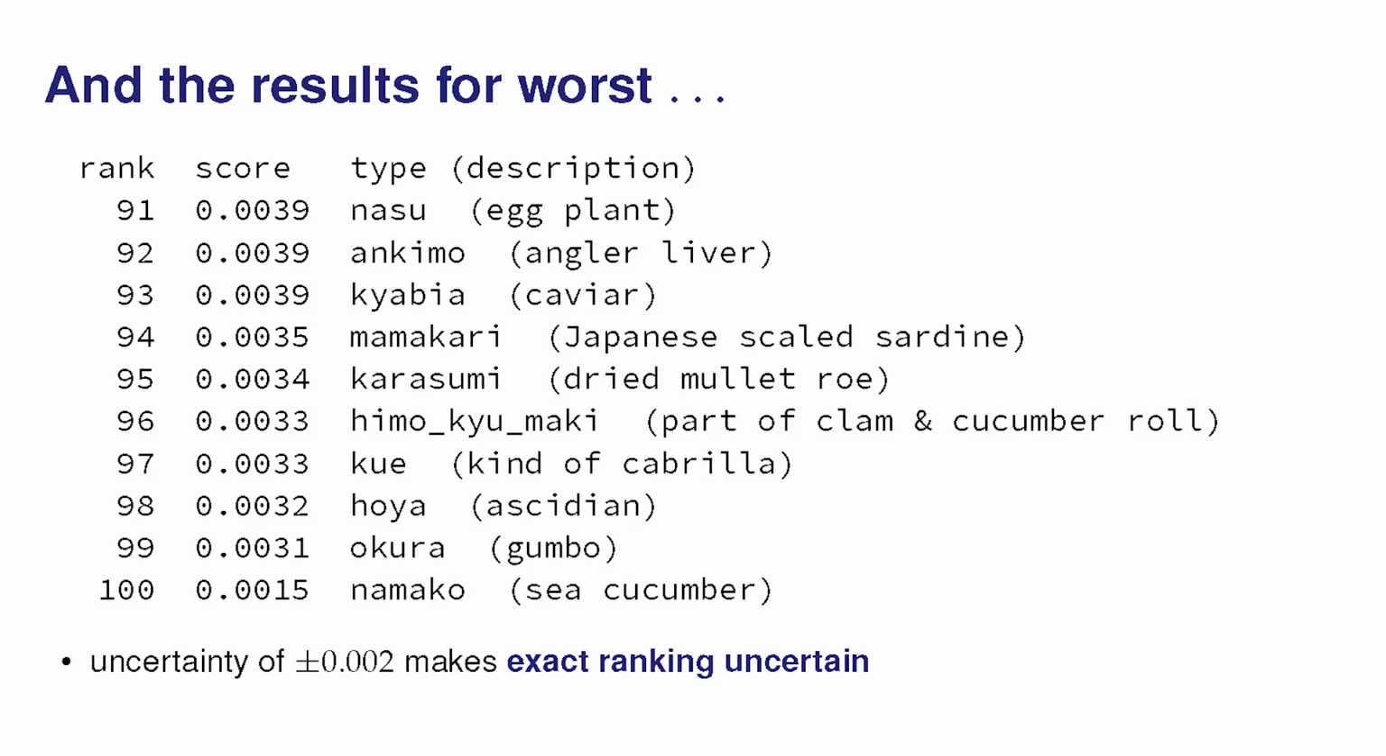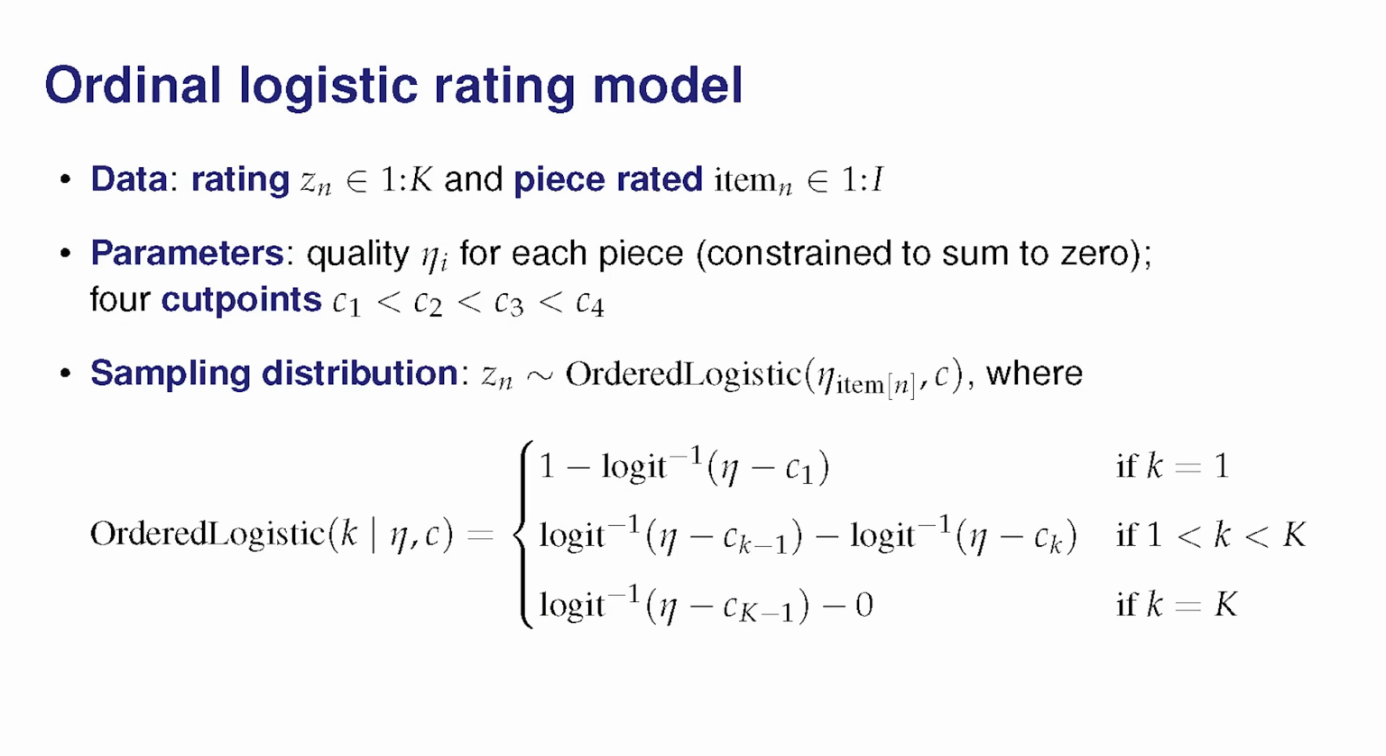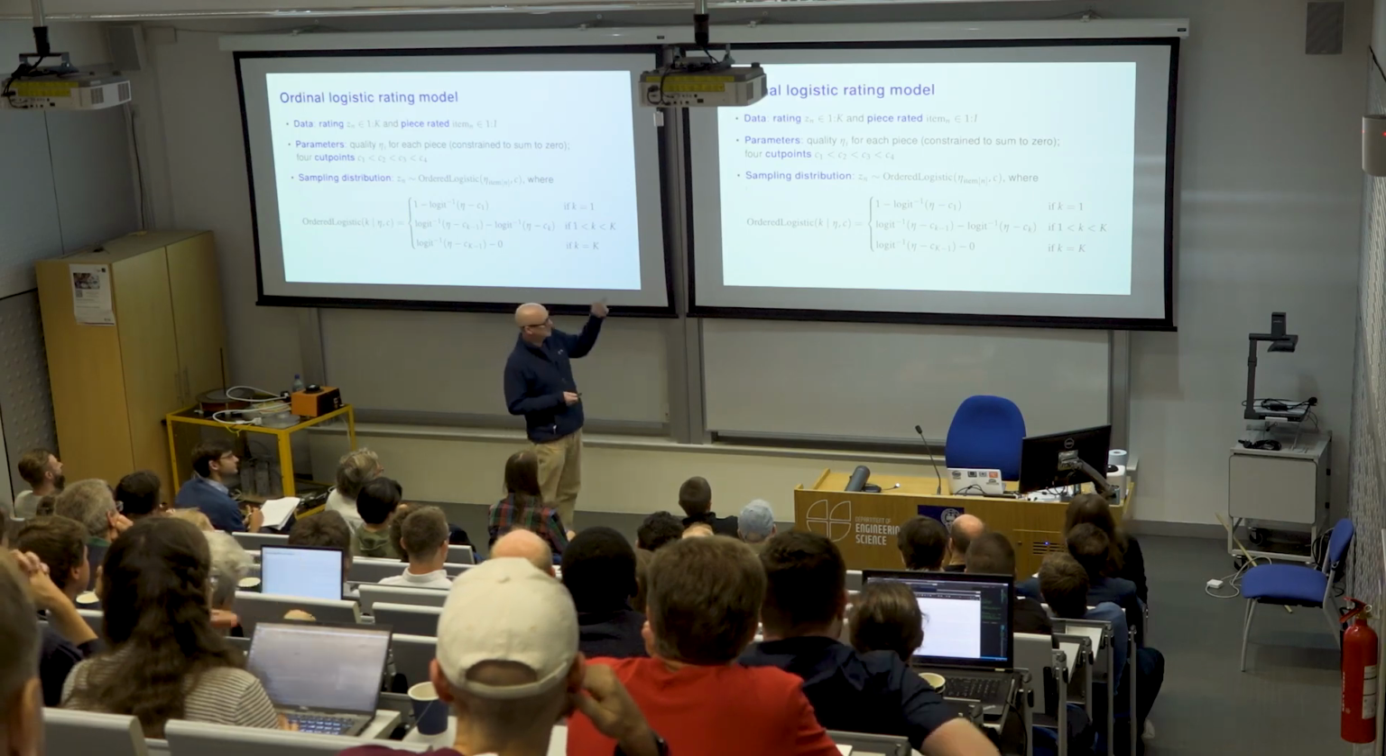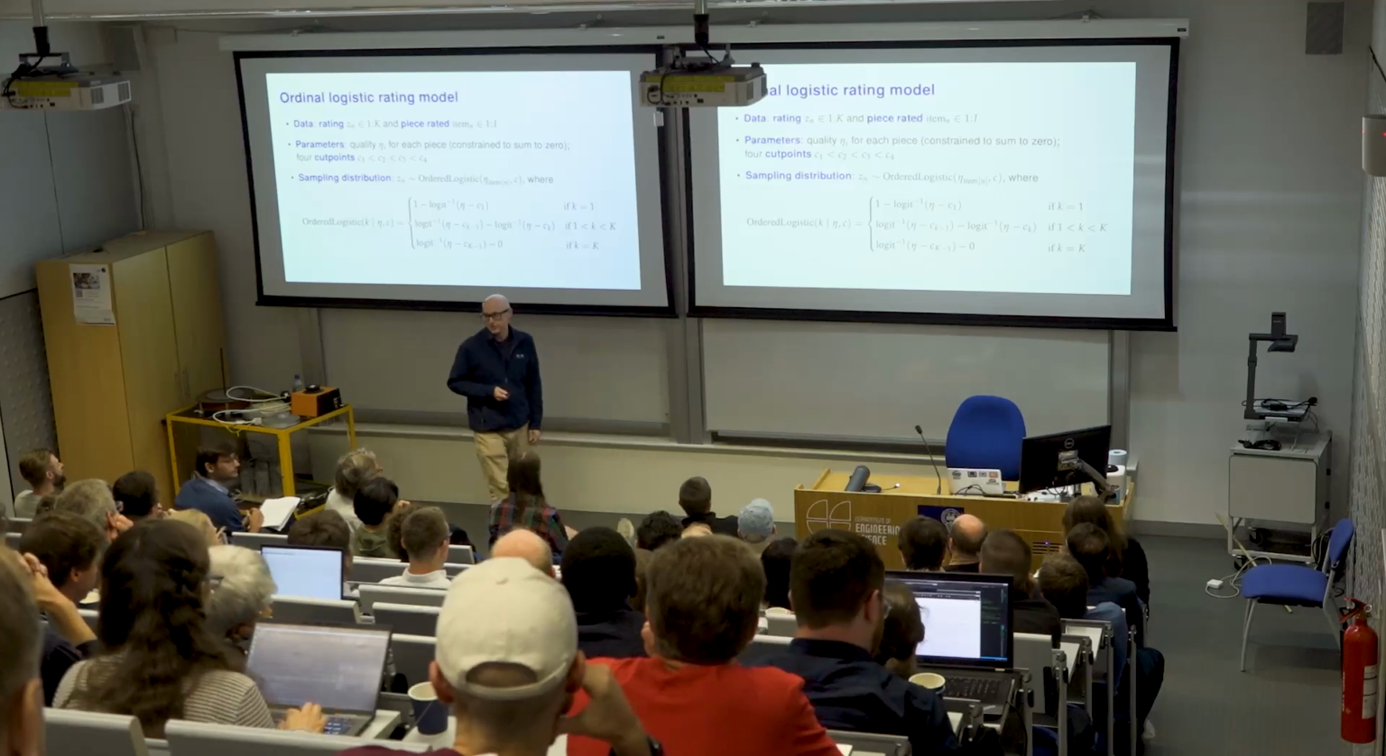Oh, sorry, I'm going backwards again. Okay, so now let's look at the ordinal. So that was dealing with the ranking data. Now let's look at the rating data. This is just an ordinal logistic model, right? We have qualities for each piece. And then we have cut points, C1, C2, C3, C4. We're doing a 5-way rating, so we need 4 cut points. And we just use an ordered logistic distribution here.